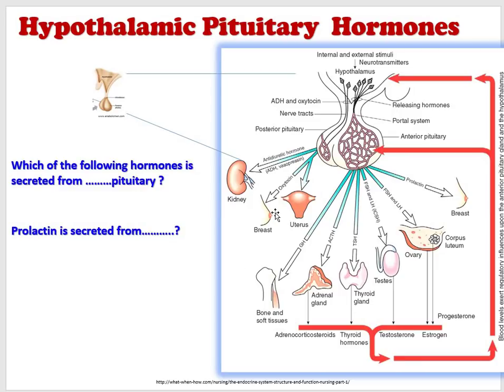So if you know this information, again, it doesn't matter how the question is framed. For example, if you see which of the following hormones is secreted from, let's say, the posterior pituitary gland, you should be able to pick up ADH or oxytocin if the answer choices are there. The question can be framed in a different way, like prolactin is secreted from where? Hypothalamus, anterior pituitary, posterior pituitary, adrenal gland. So you should be able to pick out where this is secreted from. If you remember where the hormones are coming from, you should be fine from this diagram.